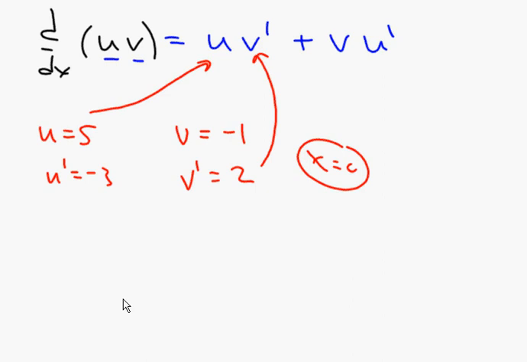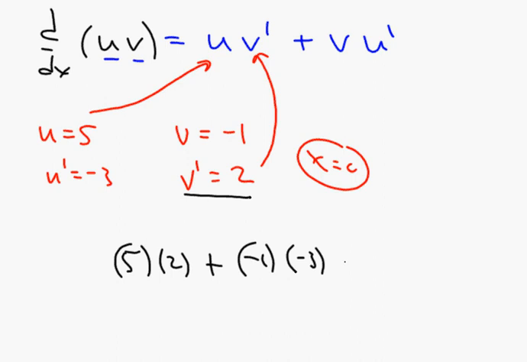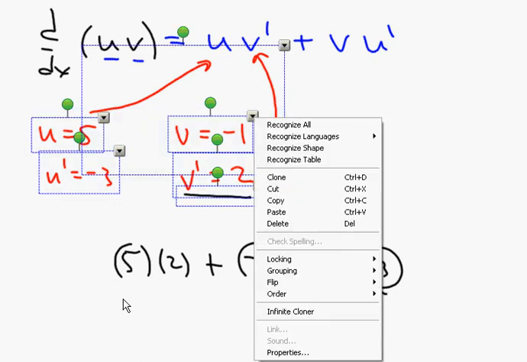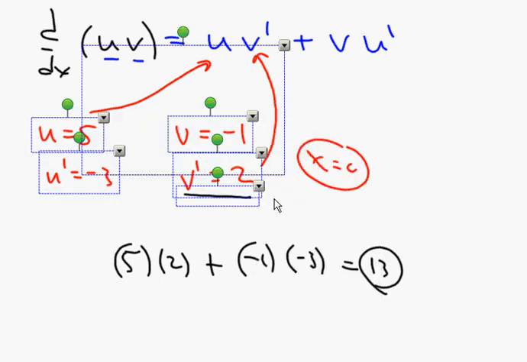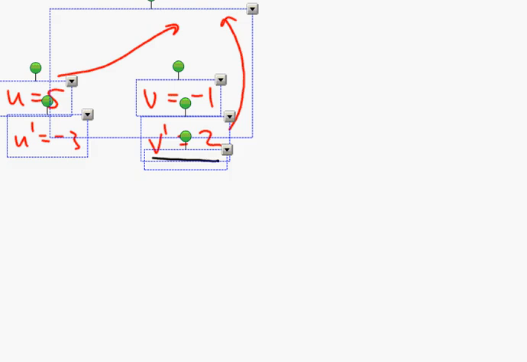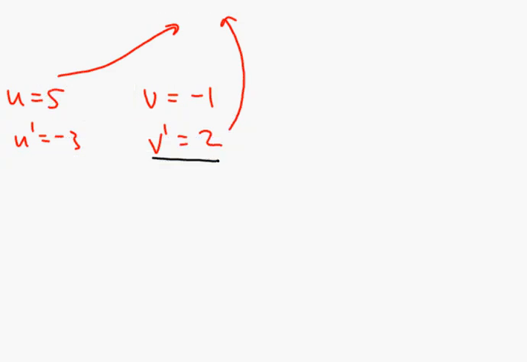So you would end up with 5 times v prime here, which is 2, plus v, which is -1, times u prime, which is -3. And if you multiply all that together, you would get 13. Okay? All right. So we're going to keep these facts here. We'll copy them. We'll go to a new page, and we'll answer a different question now.